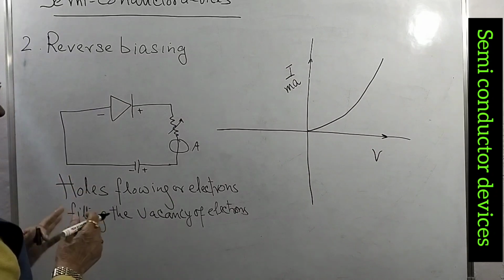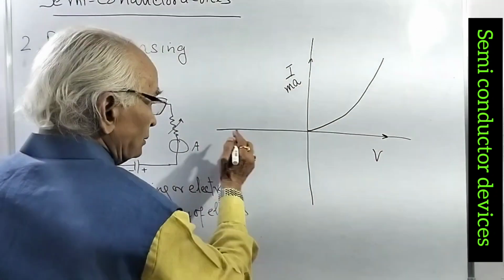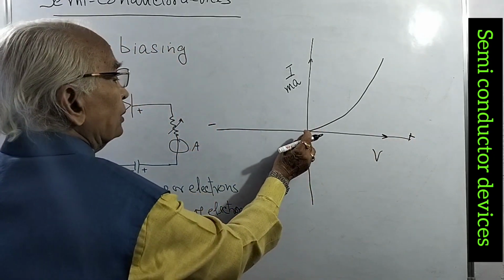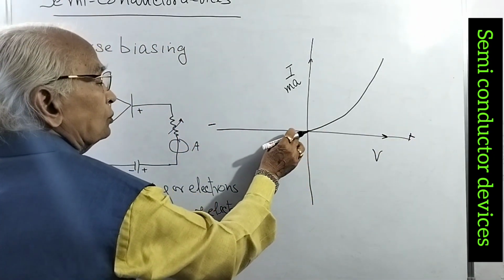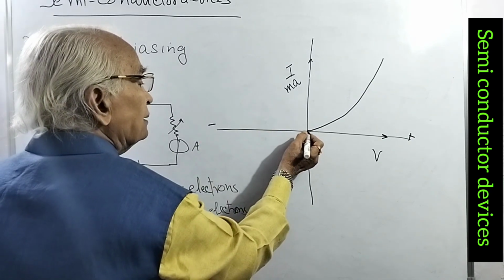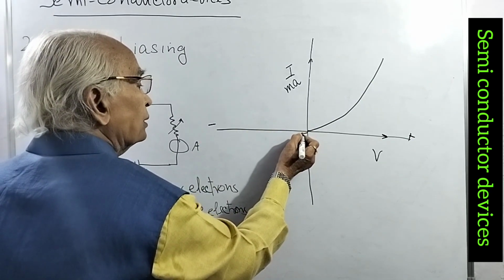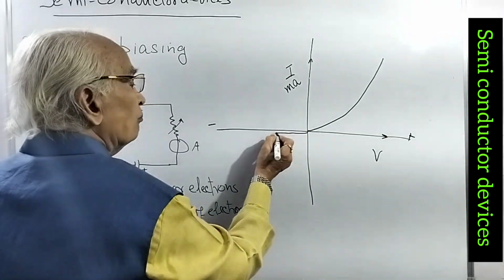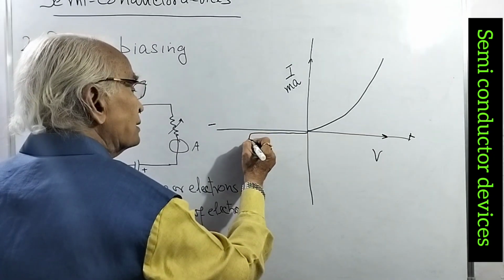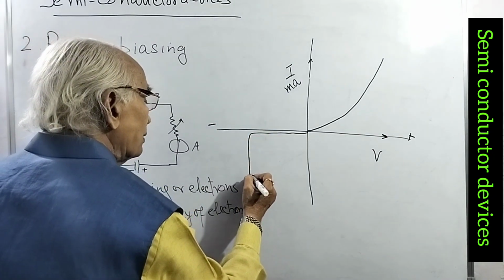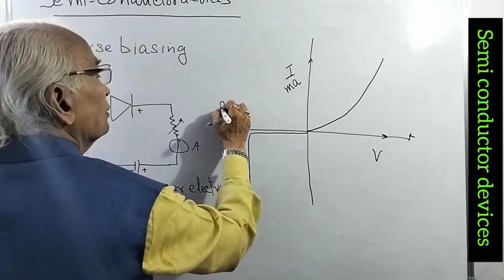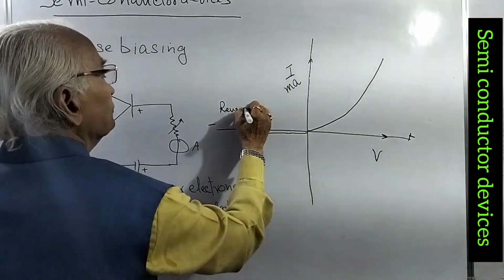Now we have negative potential. This is the negative side, this one the positive side. Now we increase the potential from 0 to 2, 4, 6 on the negative side, and the current is almost constant because it is a small current due to the minority current carriers. And then suddenly the current starts increasing and becomes very large. That is the reverse biasing.